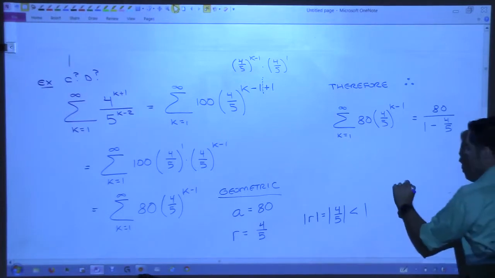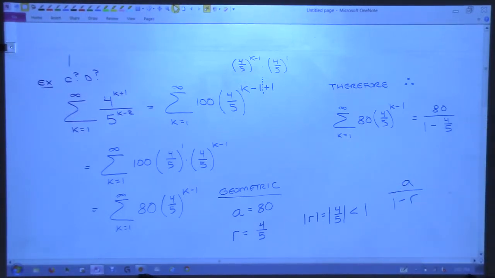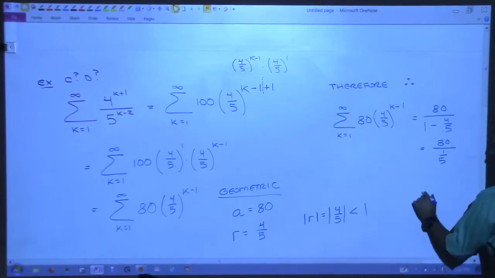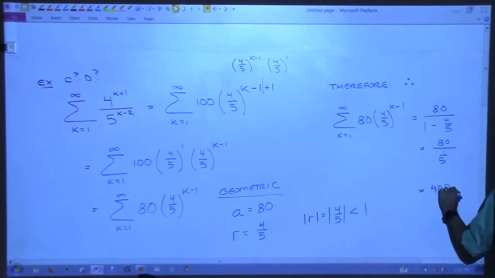So look on your formula sheet. A over 1 minus R. That was the formula we came up with on our own. Now this is the same as 80 over... What's 1 minus 4/5? 1/5. And then that's equal to, flip over, 400, right? 400.